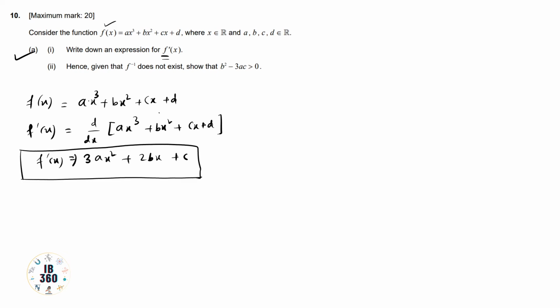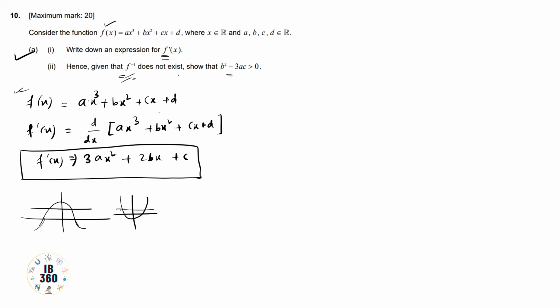Now it is given that if the inverse does not exist, then we have to show this particular thing. So it is very easy. Whenever it is said that the inverse does not exist for any algebraic function, it means it will have some type of graph like this, where the graph will meet the x-axis twice. If this type of graph arises, then it will not pass the horizontal line test. If it is not passing the horizontal line test, it means it will not have any inverse.